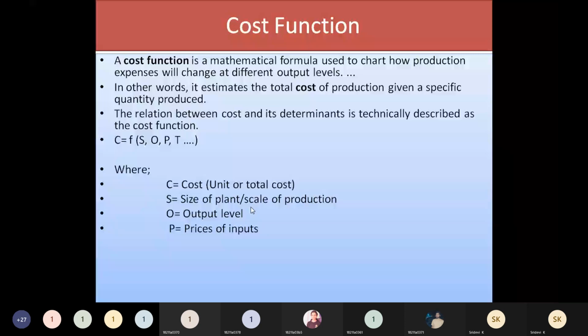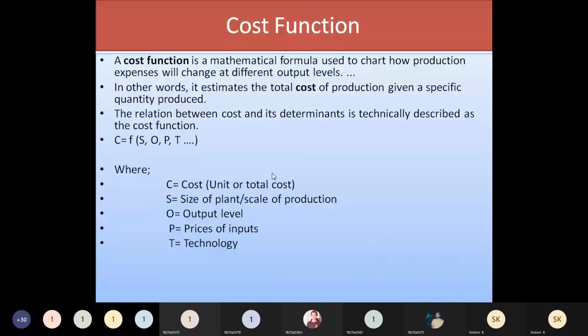And P stands for prices of inputs. All the inputs which you are going to use for producing the product, their prices are also going to be included to find out the cost. If you include all these things, then only it will give you the total cost of that particular quantity of output. And T stands for technology, you know that. How much technology or what technology, and what is the expenditure on the technology, that should be included here.